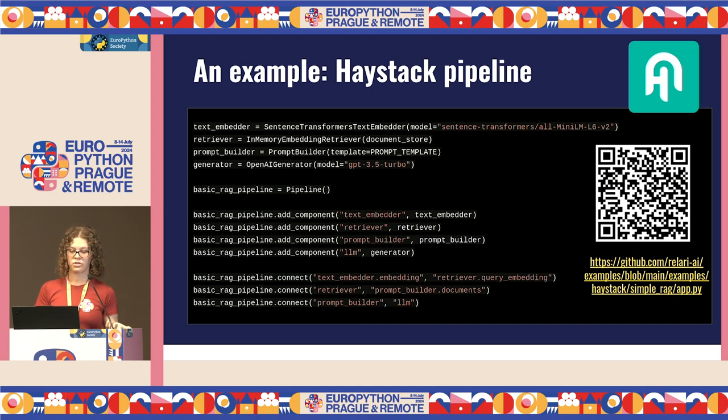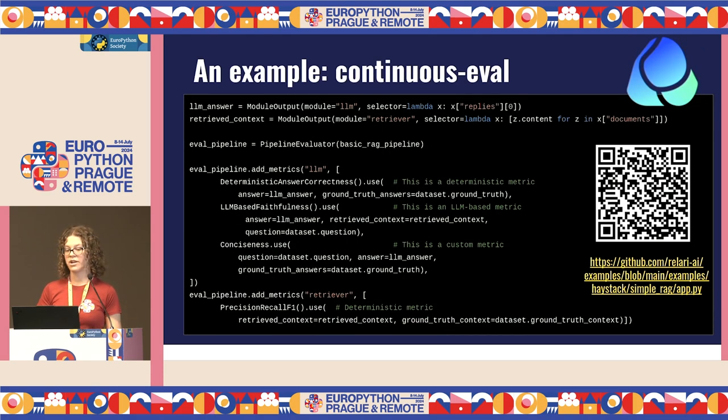From this pipeline, how do you evaluate it? Here is how you evaluate with a library called Continuous Eval. This is built by Relari AI, and it's a framework that allows you to evaluate pipelines in isolation and end-to-end. So you have several ways to evaluate the pipeline. You can see in here what's happening.